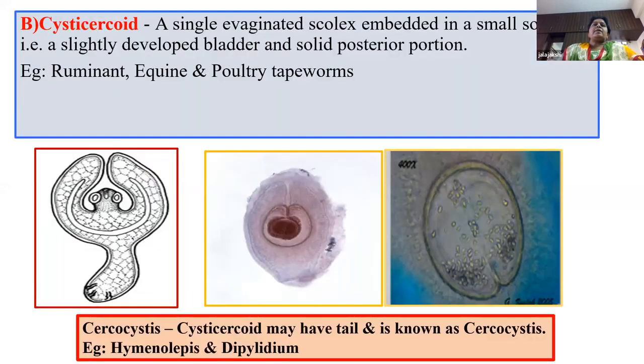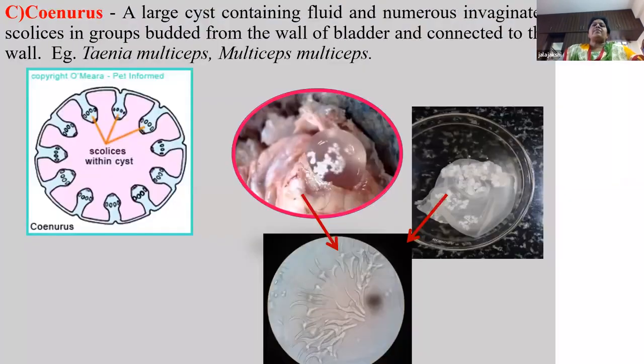The second metacestode is called a cysticercoid. Cysticercoid means a pinpoint-sized vesicle with an evaginated scolex. In cysticercus, the scolex is invaginated, whereas here it is evaginated, in a small solid cyst called a cysticercoid larva. It develops mainly in invertebrate hosts, mainly in the case of ruminant, equine, and poultry tapeworm infestation, in the case of the Anoplocephalidae family.